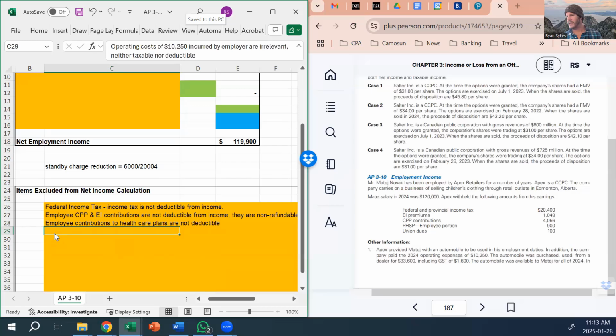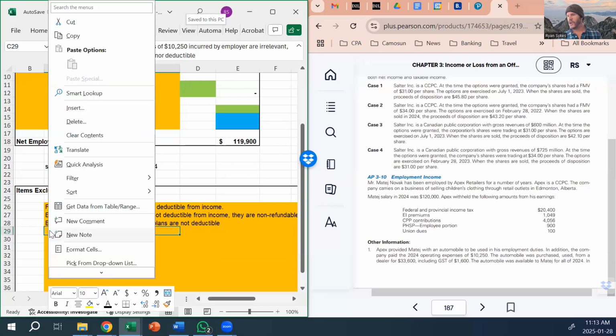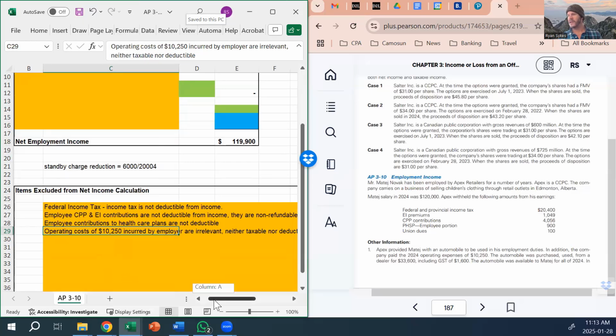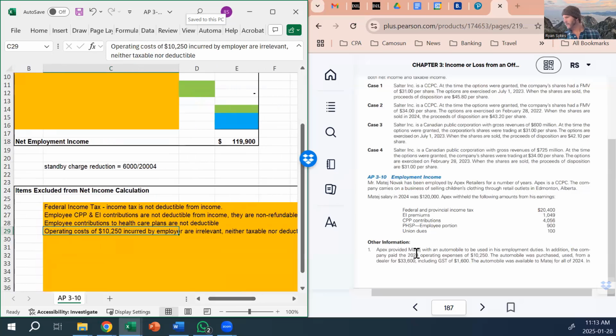So we can ignore the $10,250. I don't know if I made a comment to that extent in my footnotes right here. So there you go. Operating costs of $10,250 are irrelevant. They're not taxable, nor are they deductible. So you can leave those things.